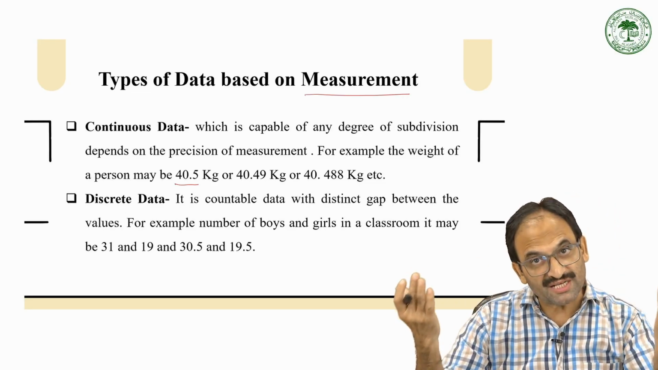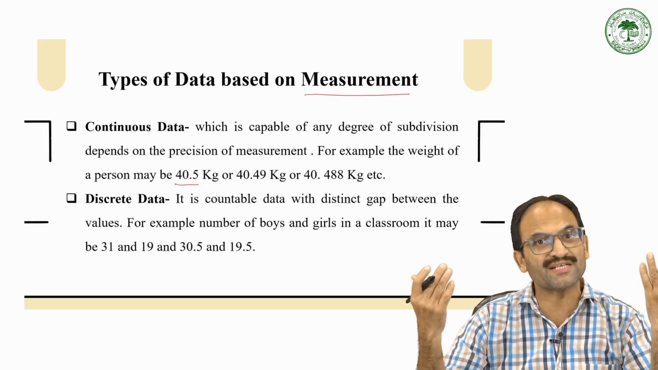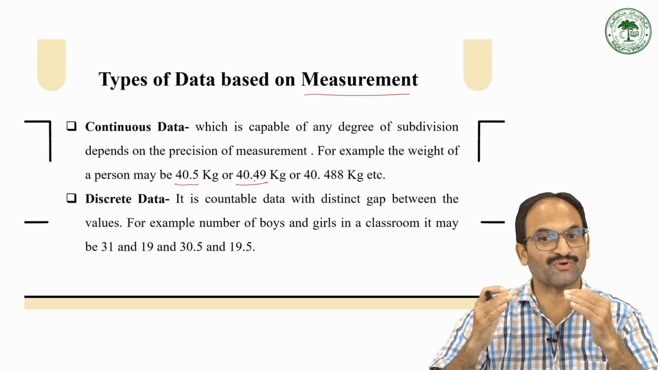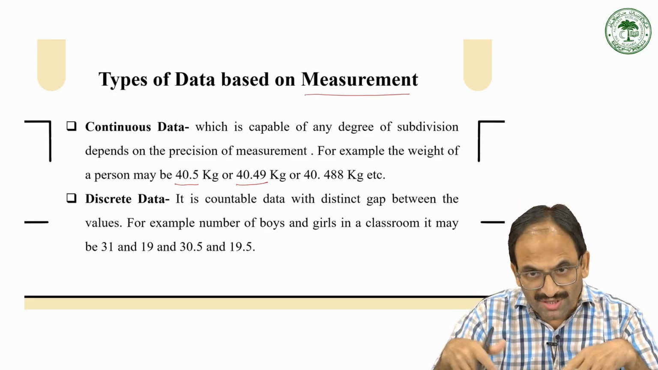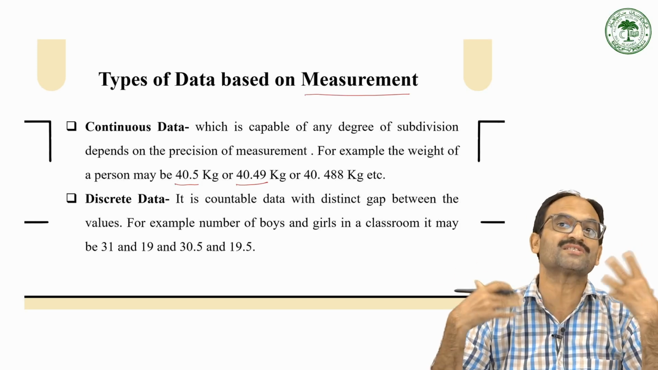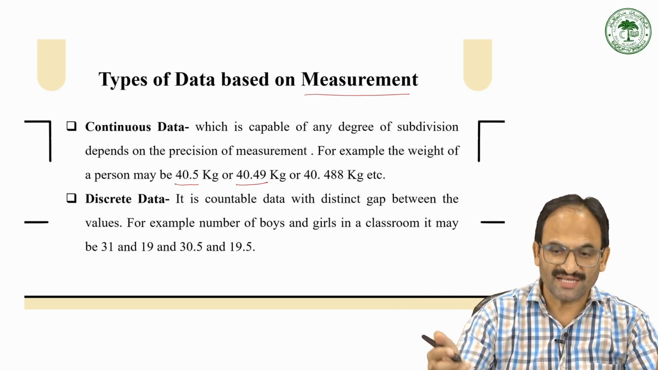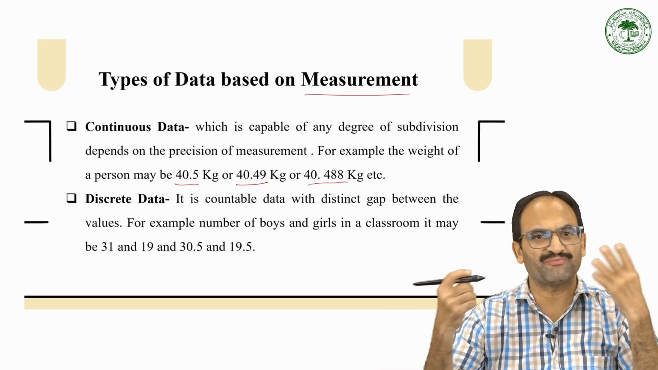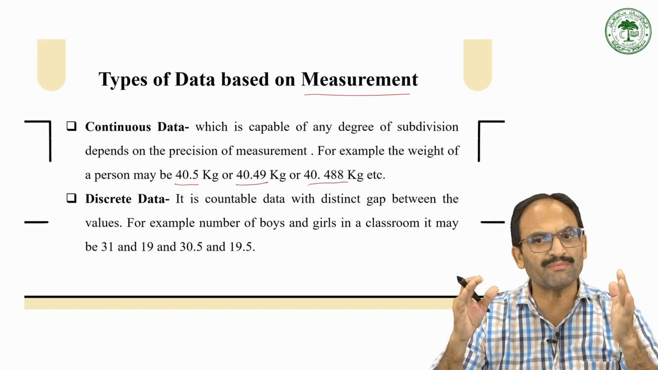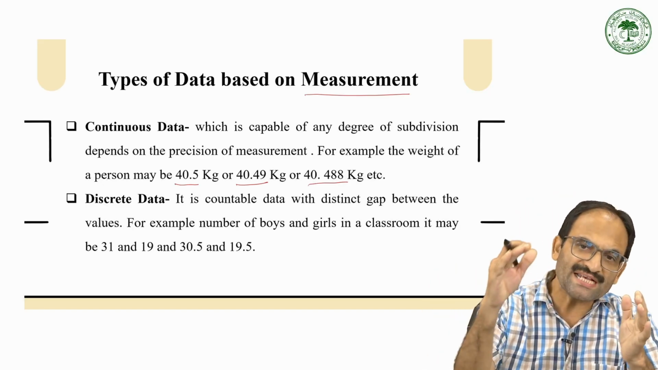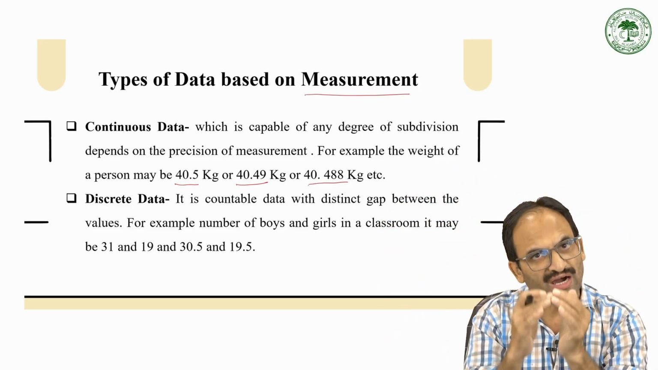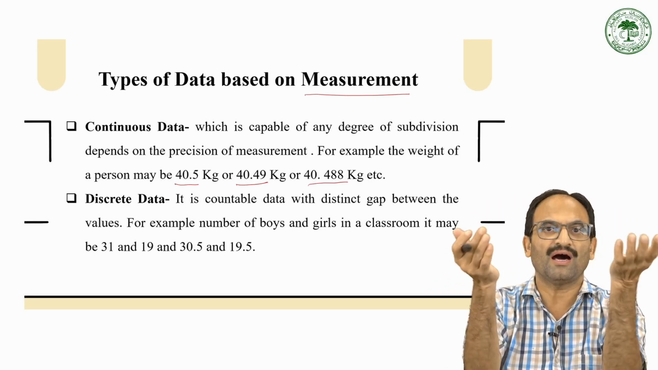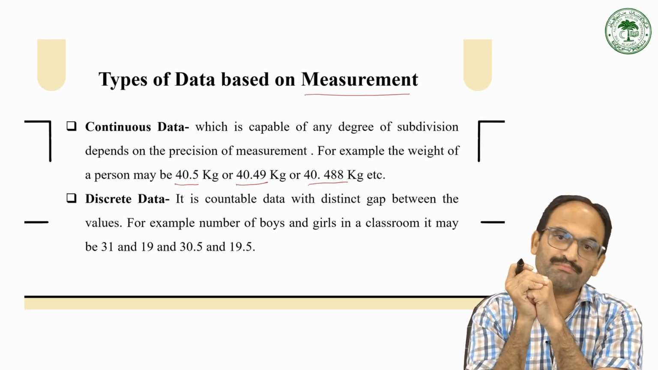But there is another machine which is more sophisticated, more digitalized. It is measuring up to 2 places of decimal, and it is saying that it is 40.49. Even some more digitalized, more precise machine might be there, and it is telling that your weight is 40.488 kg. So weight is such type of measurement which we may express up to as many places of decimals as we want, or up to as many places of decimals as our tool of measurement is able to measure.